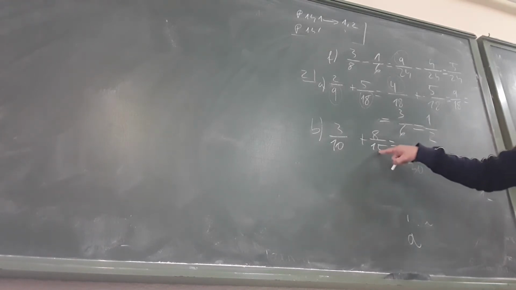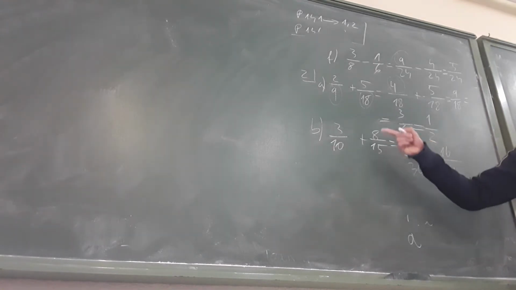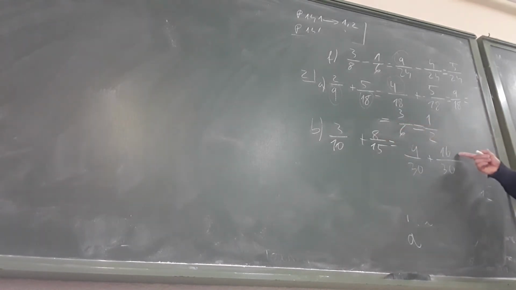And here, 30 divided by 15 equals 2. 2 times 8, 16. Is it right? Yes. And finally, Maria, 25 over 30. And now you are not finished here. You have to simplify by which number?